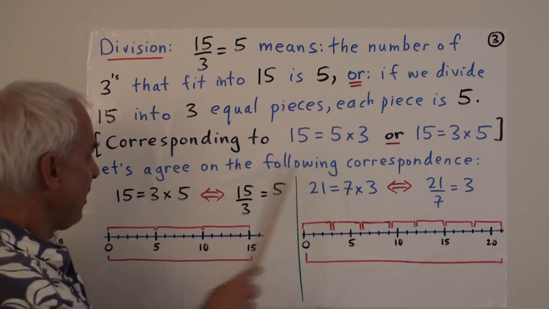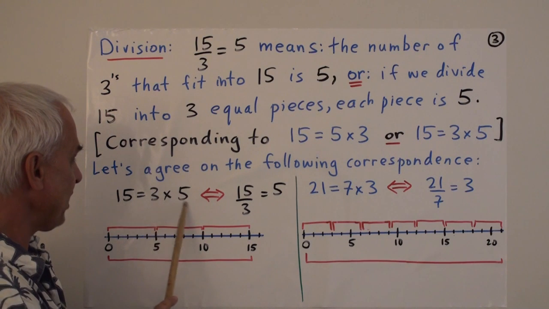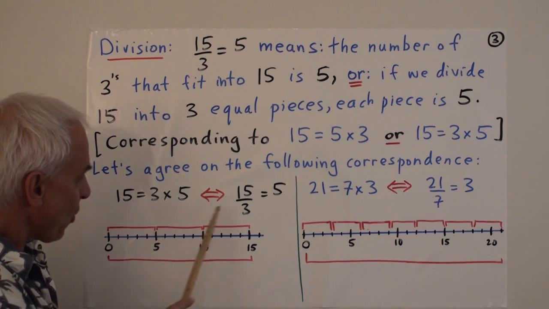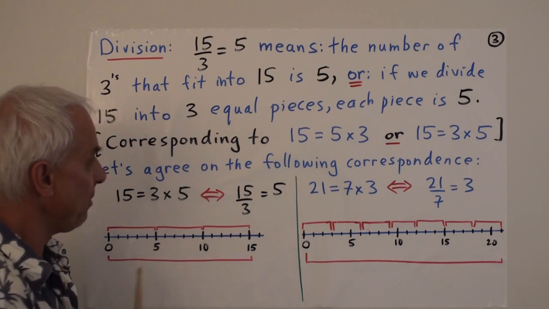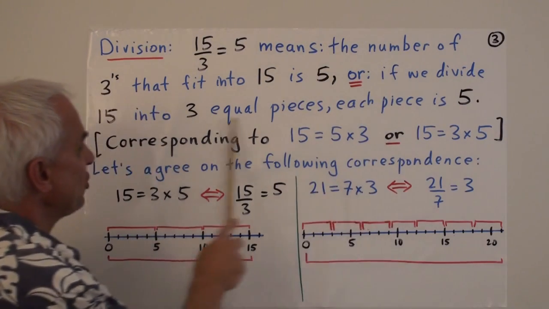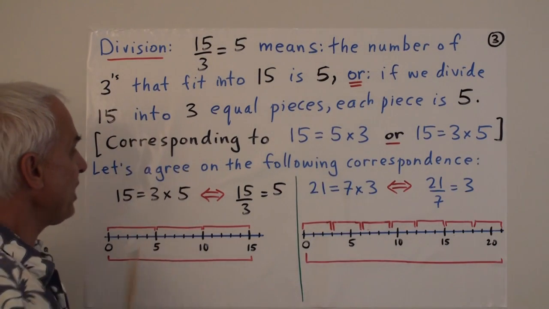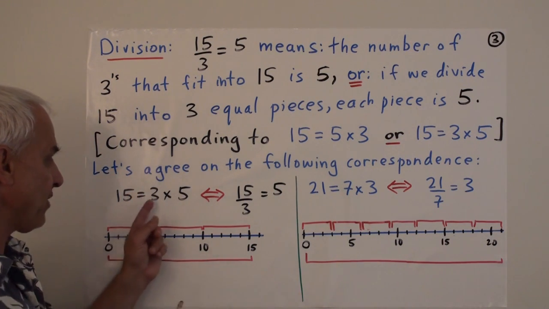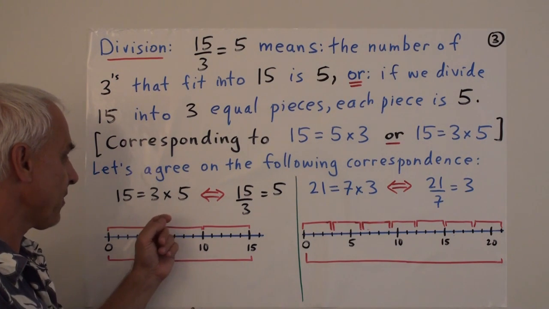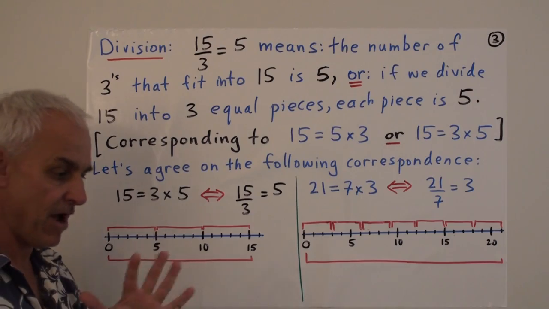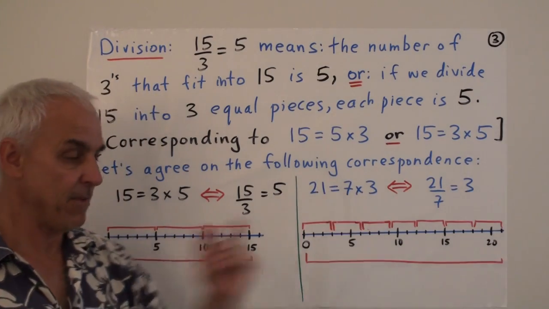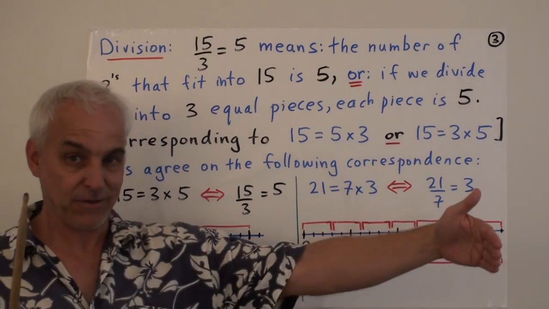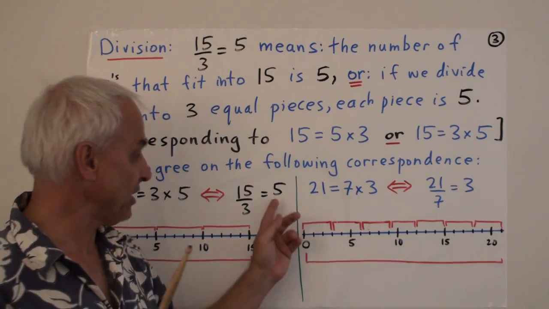All right, so let's agree that when we write 15 equals 3 times 5, that's equivalent to 15 over 3 equals 5. In other words, when we ask what 15 over 3 means, we're going to choose the second interpretation: if we divide 15 into 3 equal groups, each piece is 5. Because this statement is saying that 3 groups of 5 makes 15, 5 plus 5 plus 5. So if we divide 15 by 3, we're asking, if we cut up 15 into 3 pieces, how many are in each piece? It's 5.